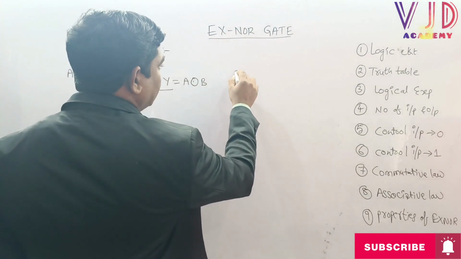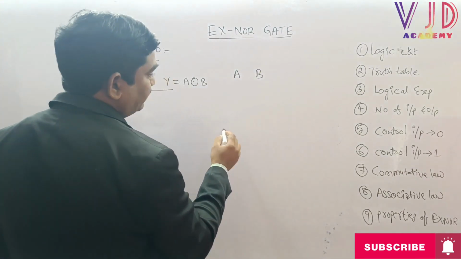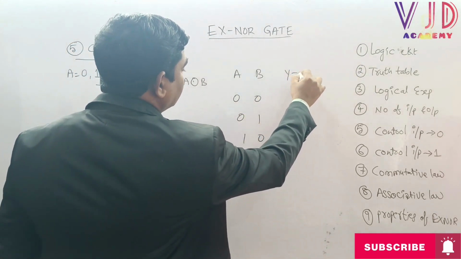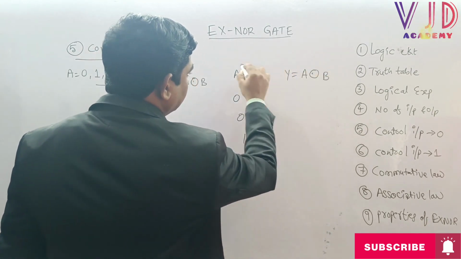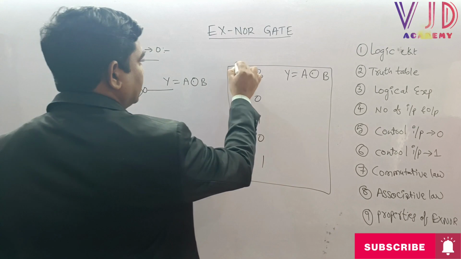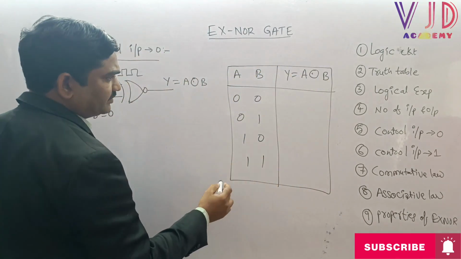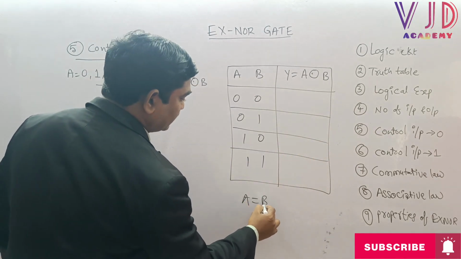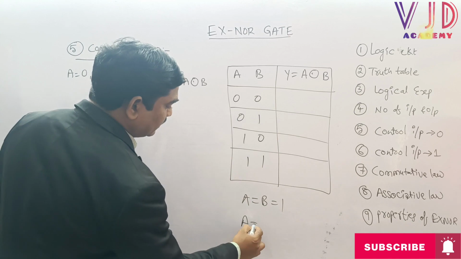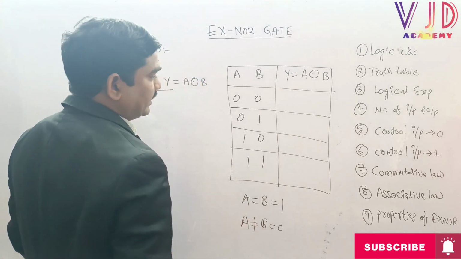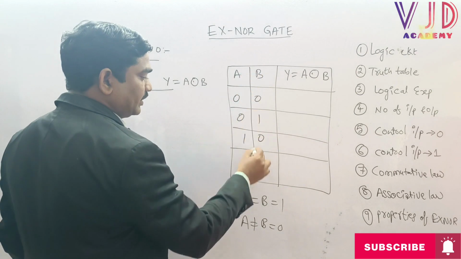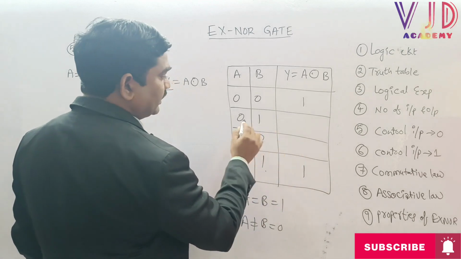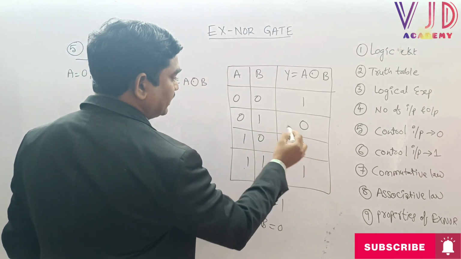Sir, we know the truth table here, A and B. We have seen the conditions 0, 0, 0, 1, 1, 0, 1, 1, where Y equal to A XNOR B is the logical expression, or equation. We have seen that whenever A equal to B, the output is 1, and whenever A not equal to B, the output is 0 for the XNOR gate. Which means when A and B are both equal, output is 1, and when A, B are not equal, output is 0.